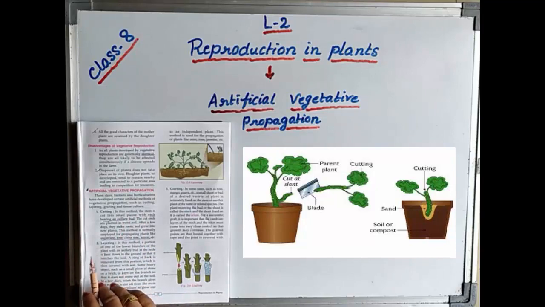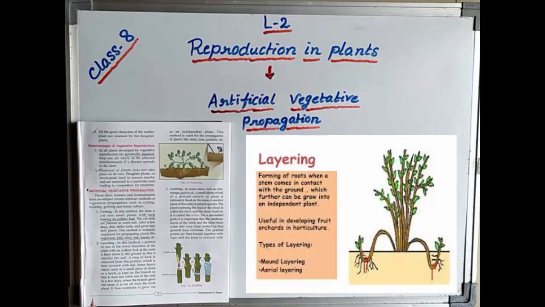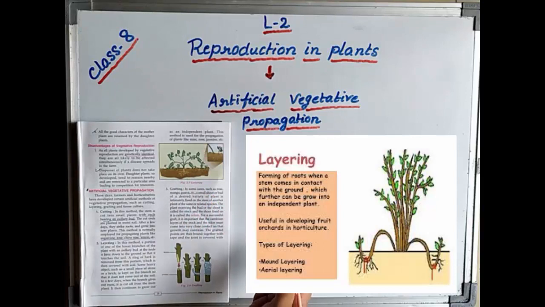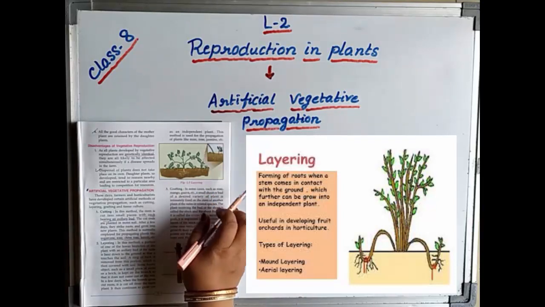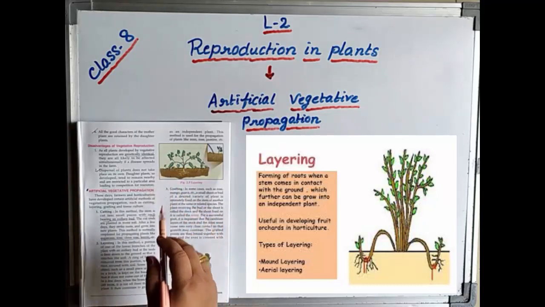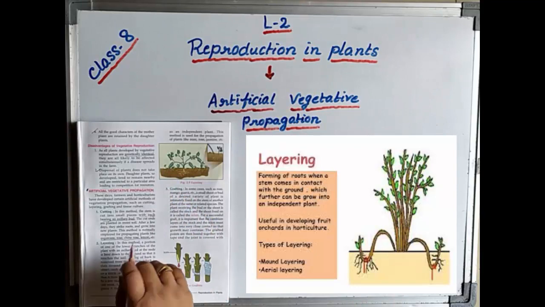Now we will come to layering. What does layering tell us? In this method a portion of one of the lower branches, can you see it in this diagram here also, the picture is there. These are the upper branches. This is the lower branch. The lower branch is made to bend down to the ground so that it touches the soil.